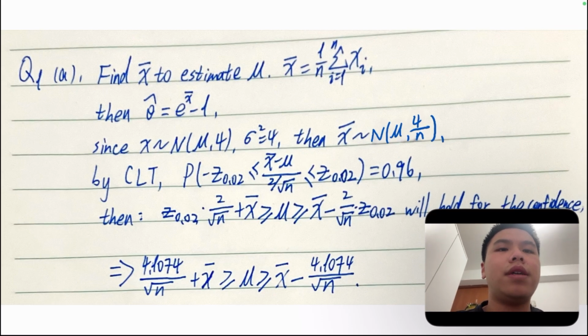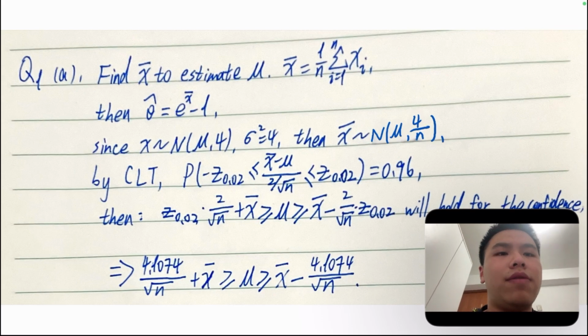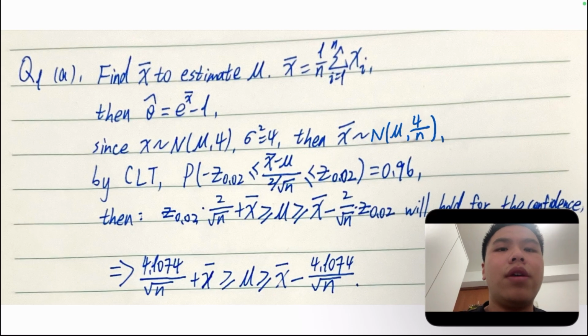With this x bar, we can also get another estimation, which is theta hat. Here, theta hat is equal to e to the power of x bar minus 1. Since x follows the normal distribution with mu unknown and sigma square equal to 4, we can get that x bar follows the normal distribution with mu and variance 4 over n. By the central limit theorem and the confidence of 96%, we can directly compute the interval shown on the slide.